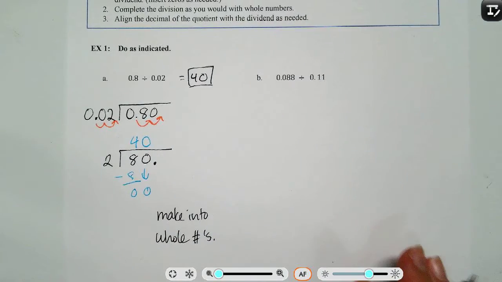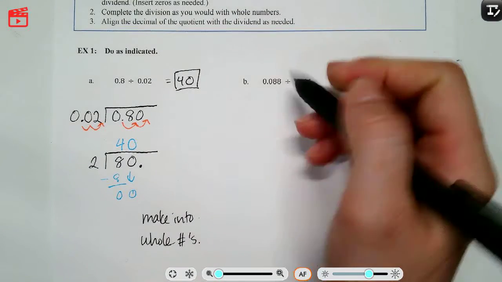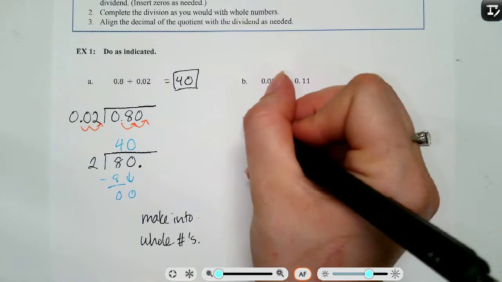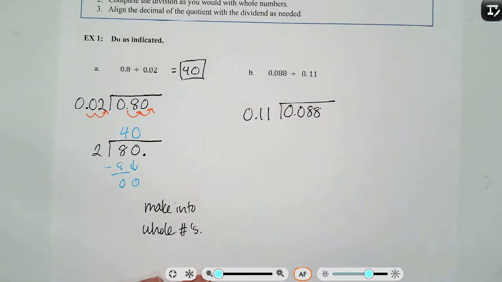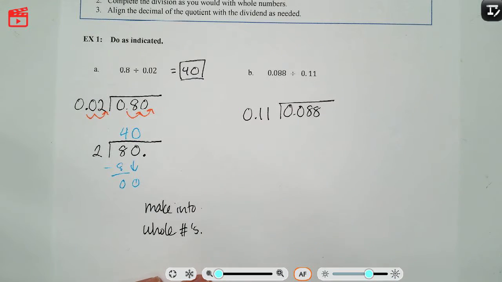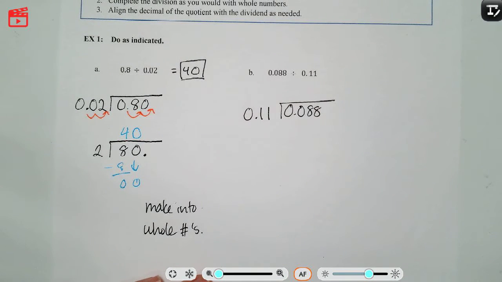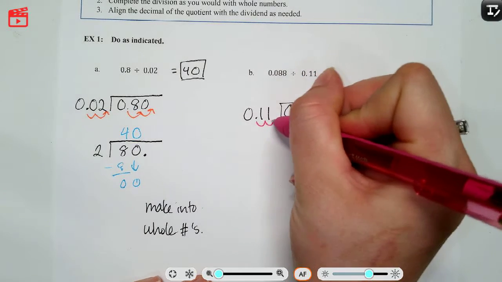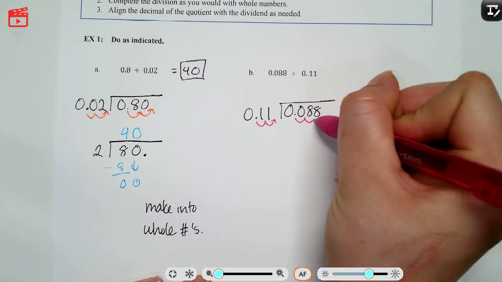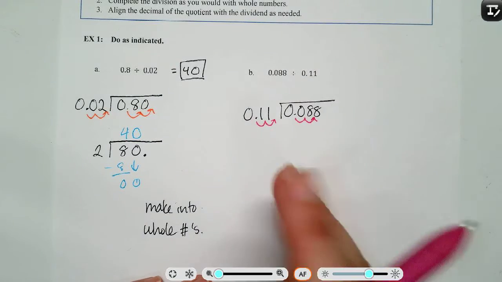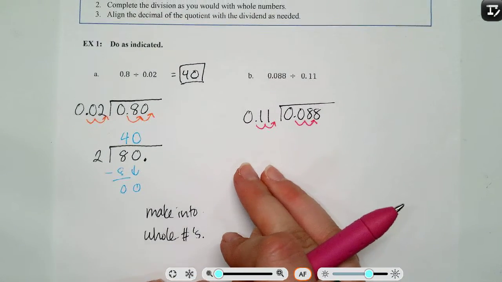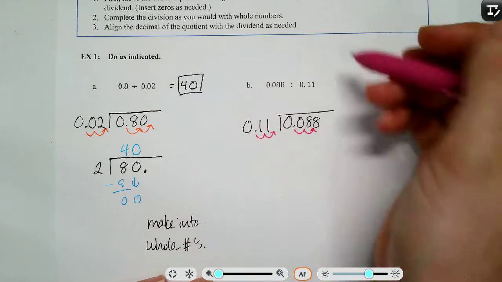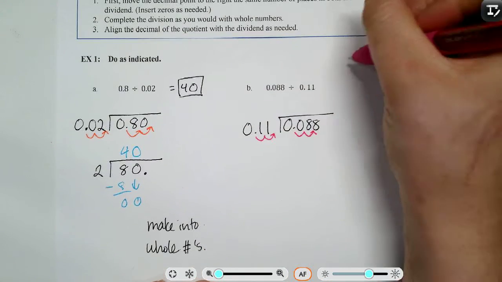B, last one. So it's 0.088 is being divided by 0.11. Okay, these are all decimals. Not that fun to work with. So let's go ahead and make them into as much of a whole number as possible. So this moves twice, and this moves 1, 2. Okay, so notice here, the only number we actually care about being a whole number is the divisor.